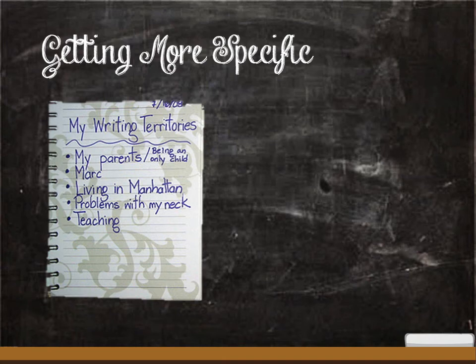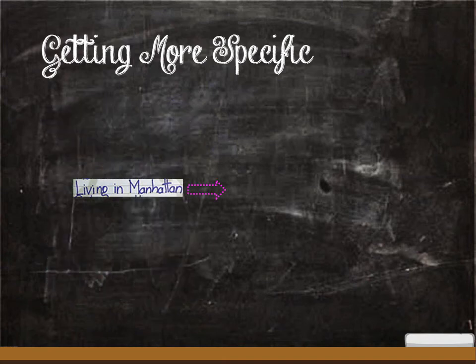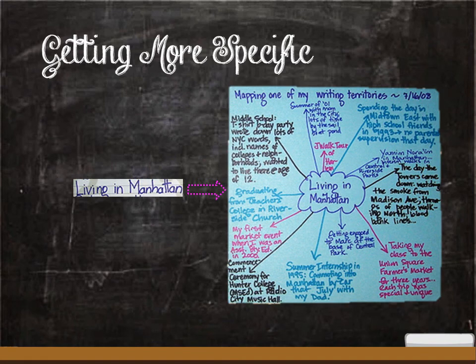And then on the right side, she took one of those topics. She just chose living in Manhattan. And you can see that she kind of exploded that topic into many, many specific ideas, any of which would make a great resource for beginning a paper or an essay, a story, or a poem.